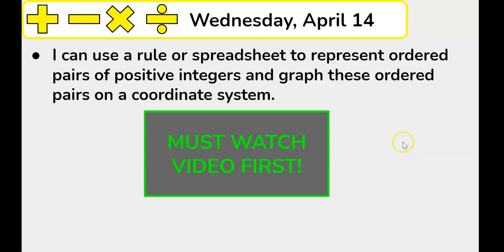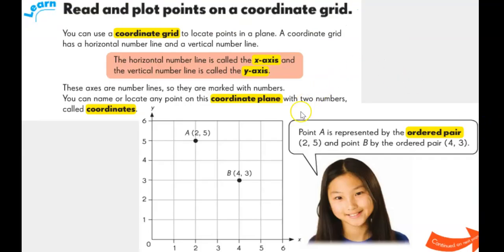Good morning, fifth graders. Today we are going to continue using what we learned about function tables and x's and y's yesterday to learn how to use rules and spreadsheets or function tables to graph on coordinate planes. So we're going to learn how to read and plot points on a coordinate grid. That's what we're going to do.